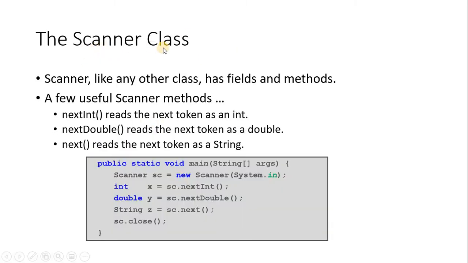So coming to the Scanner class methods, there are methods given for different data types. For example, to get integer input, we have nextInt. To get double input, we have nextDouble. To get string tokens, we have the next method. In the main method we have given an example here.